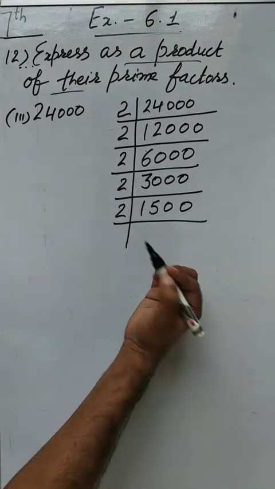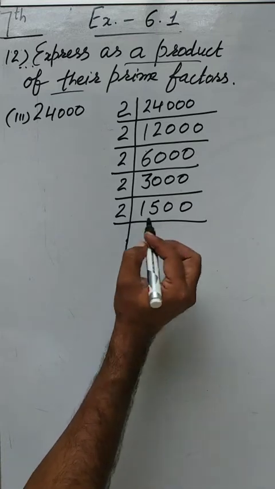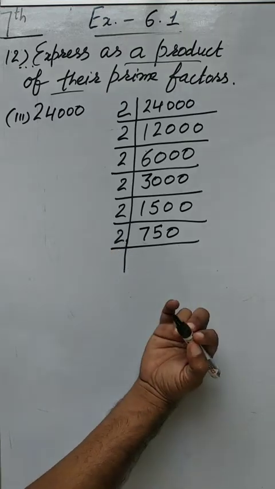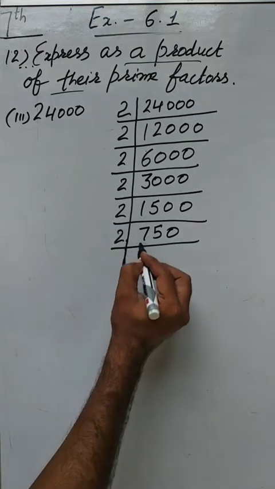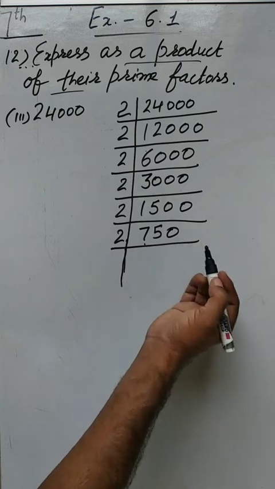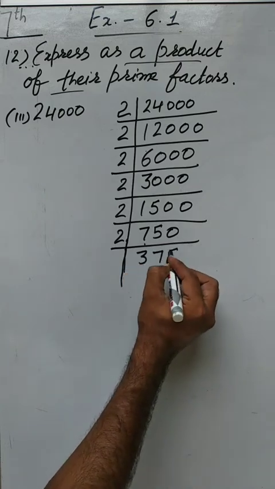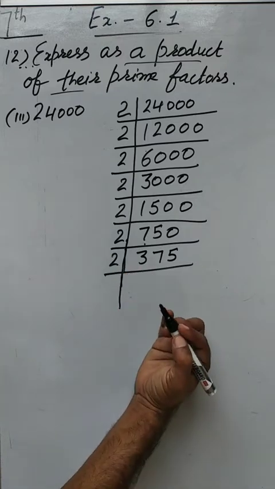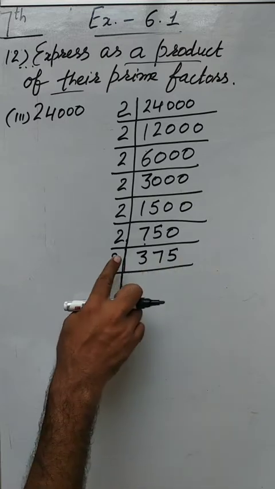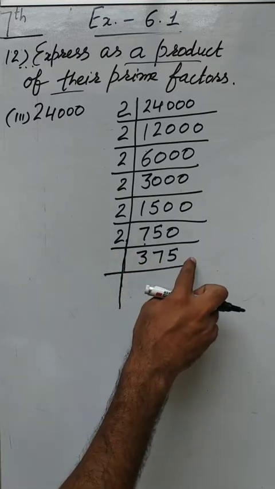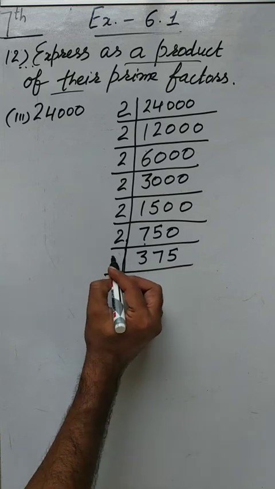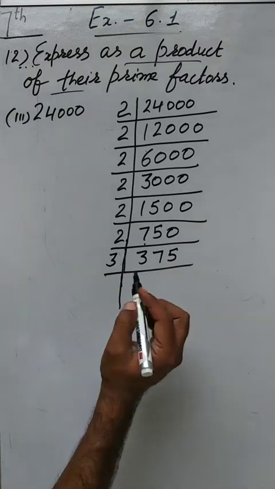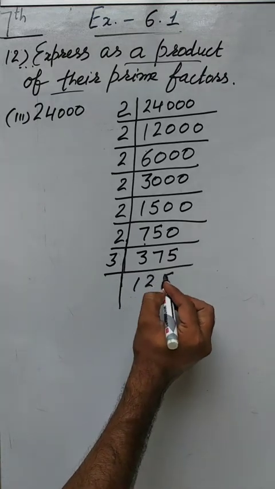Again divided by 2, and half of 1,500, beta, is 750. Again divided by 2. When 750 is divided by 2, its half becomes 375. Again divided by 2, beta. Sorry, 375 is not divided by 2, because it is an odd number. So try it with another. It is divided by 3. So when 375 is divided by 3, it becomes 125.